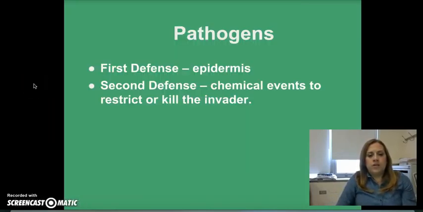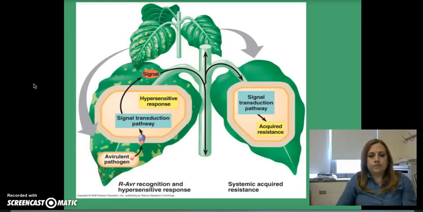So we also have pathogens that can affect plants. The first defense of a plant is going to be the epidermis. You're going to have this layer that is going to try to block out any pathogen. Then the second defense is going to be a chemical event to either restrict the pathogen or kill the pathogen.